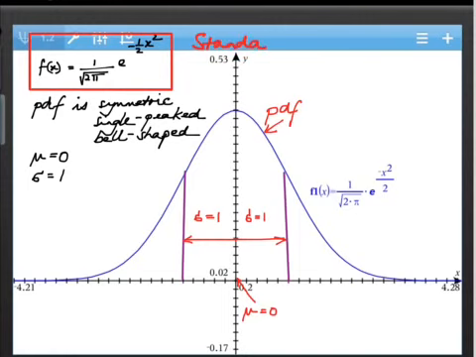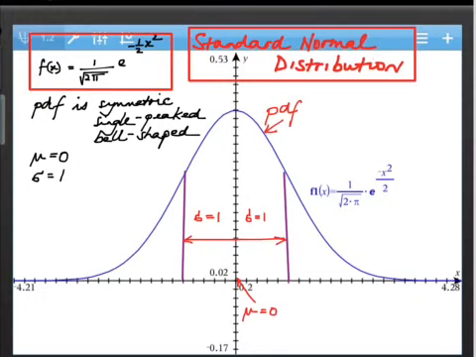Now, what else can we tell you? Yes, it's called the standard normal distribution. Okay, that's the name given to it, the standard normal distribution. The version of it which has got a mean of 0, standard deviation of 1.